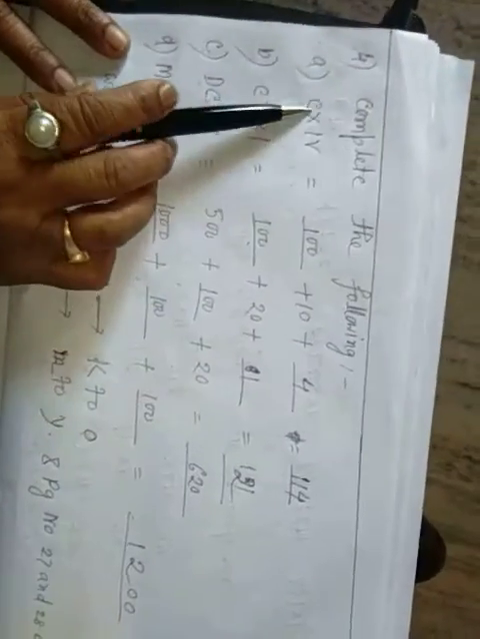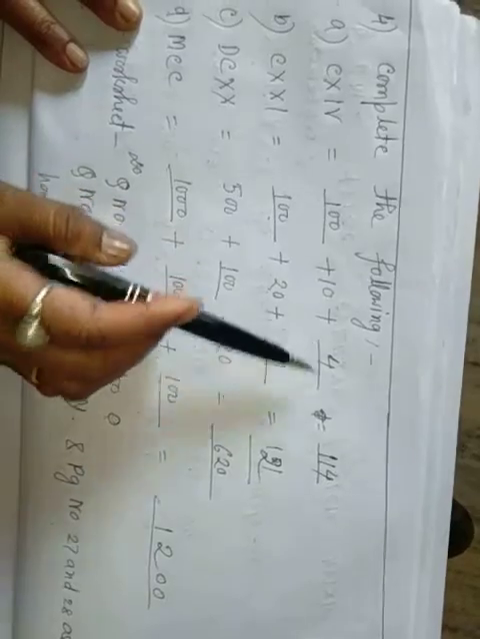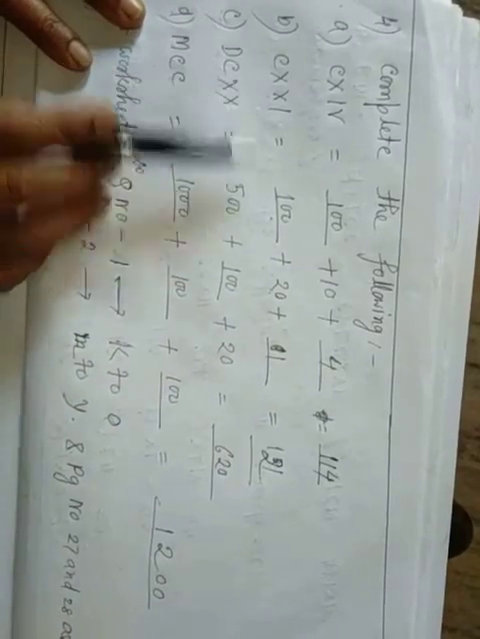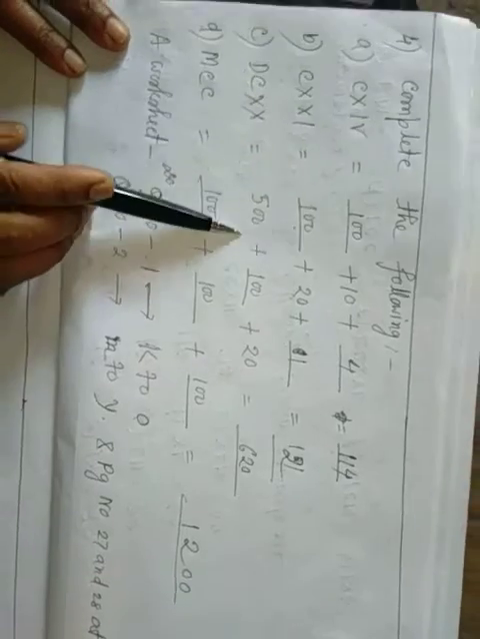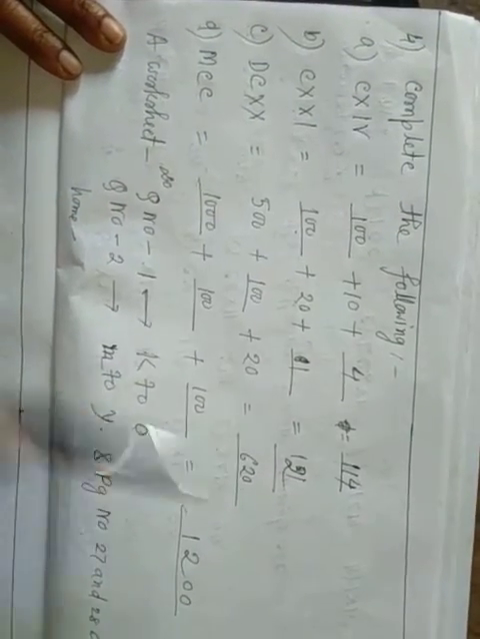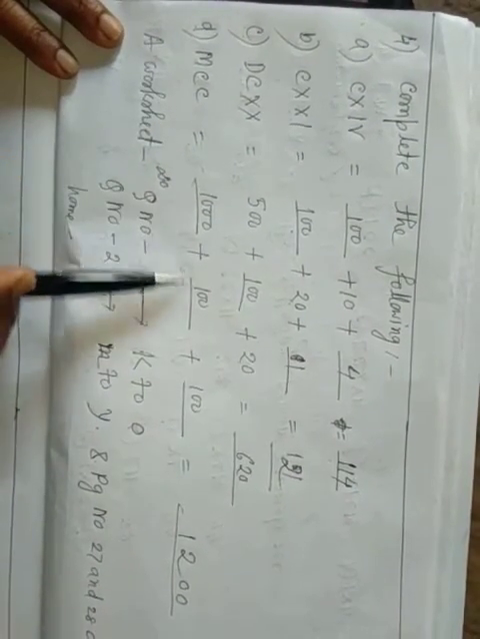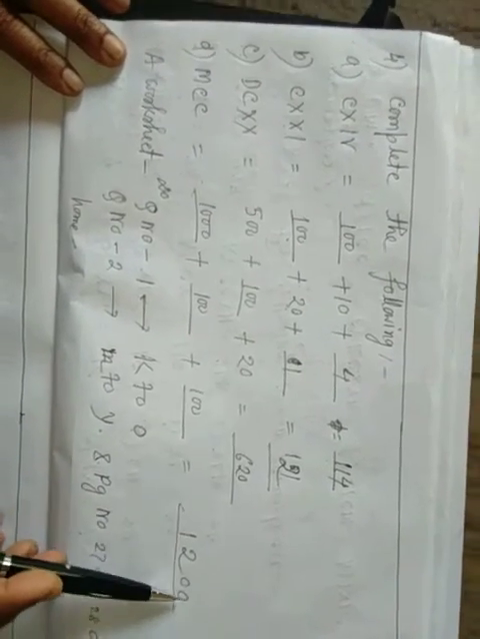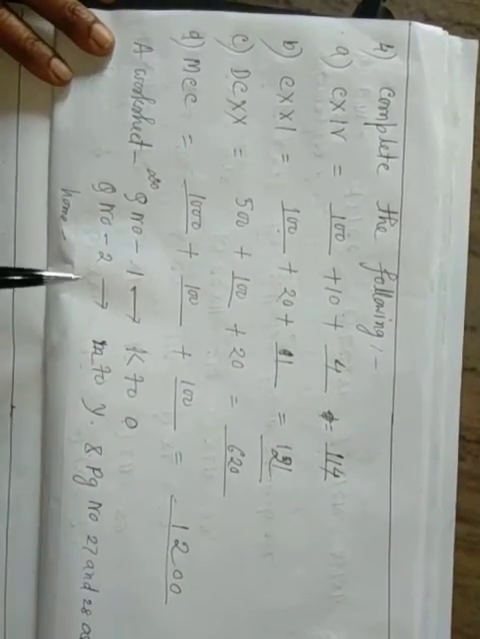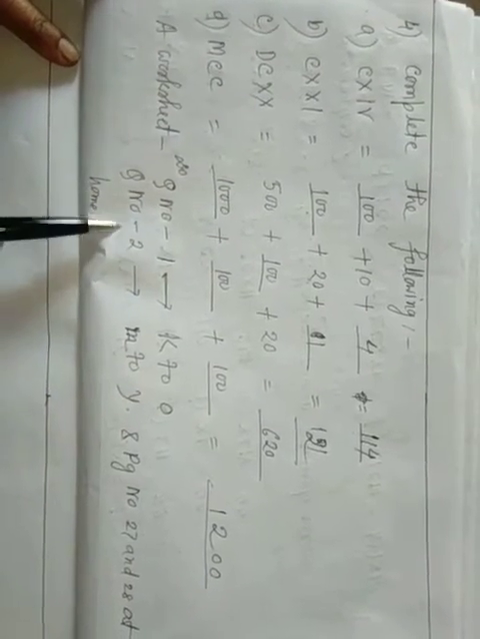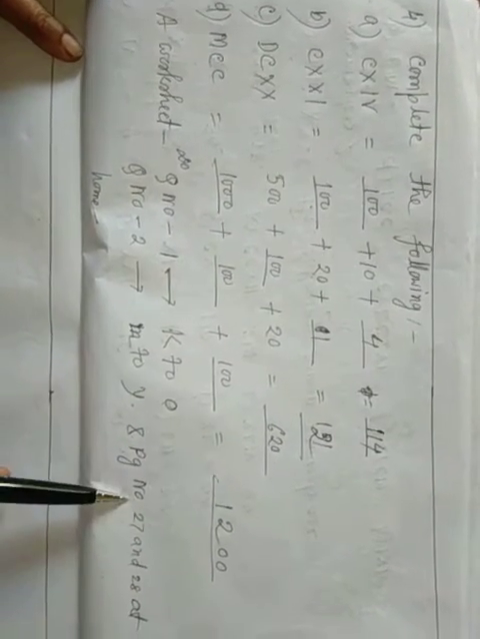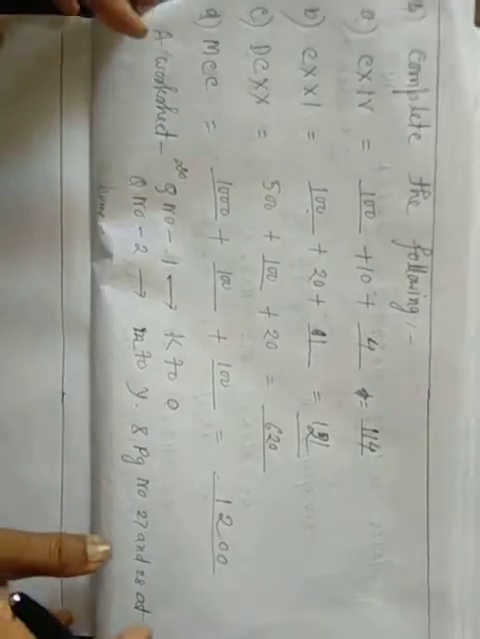Complete the following. CXIV: 100 plus 10 plus 4, 114. CXXI: 100 plus 20 plus 1, 121. DCXX: 500 plus 100 plus 20, 620. MCC: 1000 plus 100 plus 100, 1,200. Worksheet: do question number 1 and question number 2, and pages 27 and 28 at home. I will show you these pages once or twice.